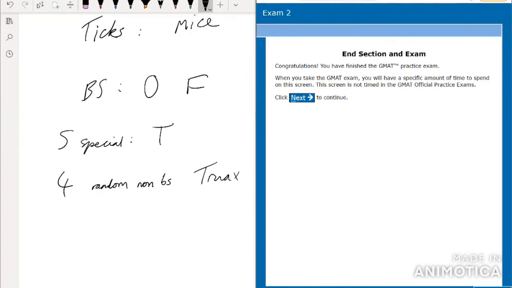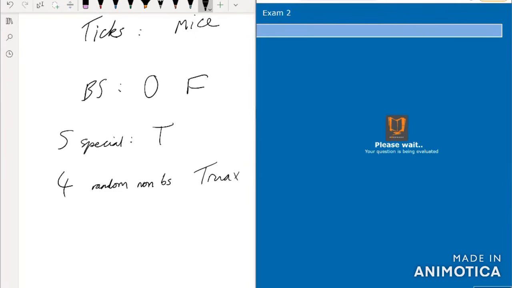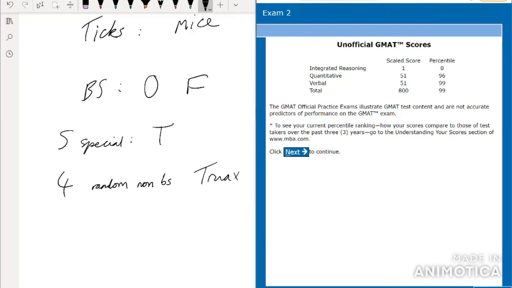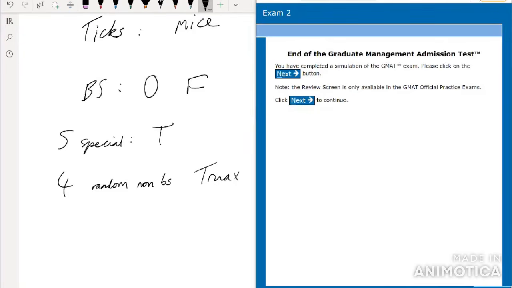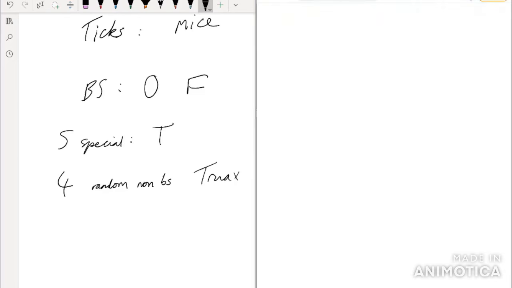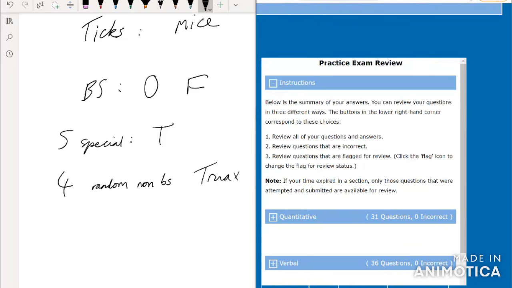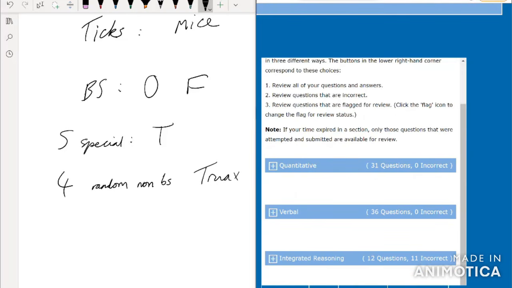Okay, so let's see how we did. Oh, there we go. First time I've got 800, so I'm happy with that. Now let's just quickly look at which ones I got wrong. Oh, wow. Oh, I'm very happy with that. I didn't get any wrong.